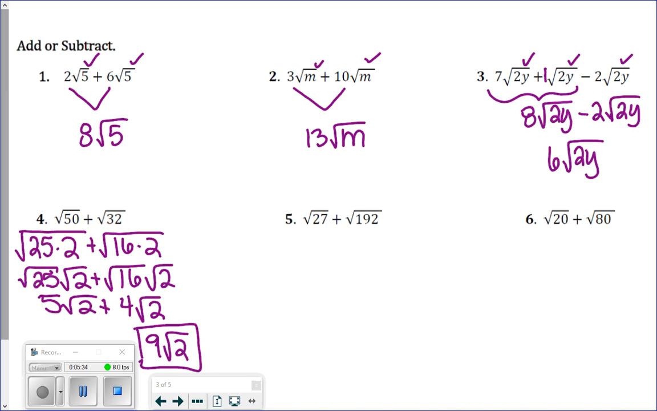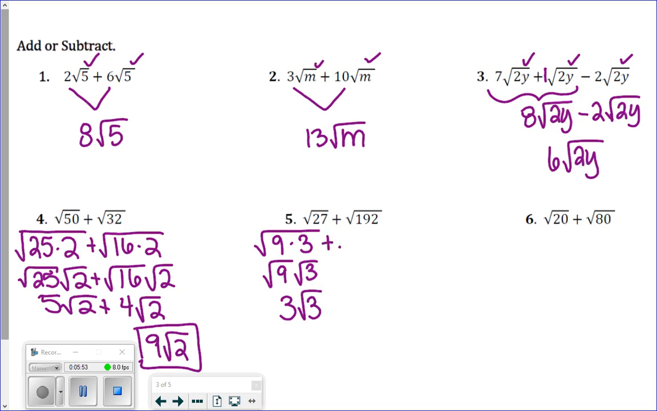Let's try number 5. 27 is not a perfect square, but I do know 9 goes into 27 3 times. So I'll separate that. That's a perfect square, separate from the 3. And I'll take the square root of that because it is a whole number, so the square root of 9 is 3. The other square root of 3 stays in.